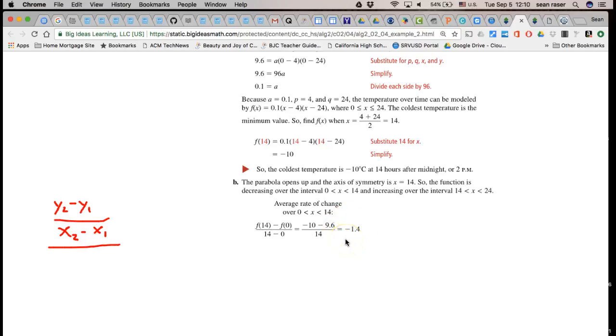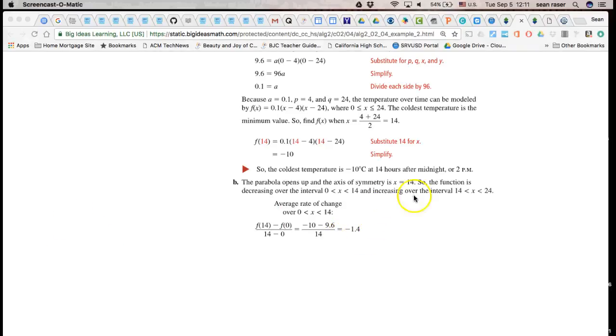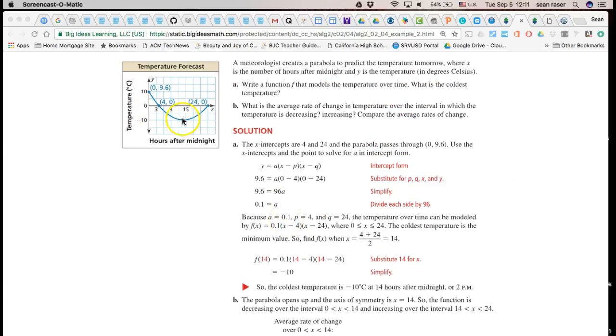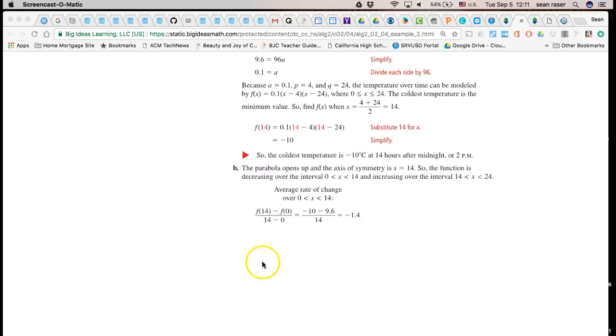Now, that makes sense because that's on our side that we're decreasing. We're decreasing between 0 and 14, so our average rate of change is negative 1.4. In order to find the average rate of change in the interval that we're increasing, we just take our 2 points that are at 14 and 24. So again, we're going to use 14 and negative 10 and 24 and 0, and we're going to find the slope between those 2 points.